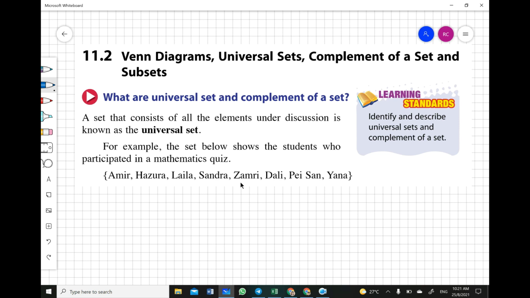Now I need to write down how to write the universal set. You are going to learn another new symbol today. This is the symbol to represent the universal set. So these 8 students over here are all the students under discussion. They are the ones who participated in the mathematics quiz. So the set will be defined as a universal set, and it is denoted using this symbol.